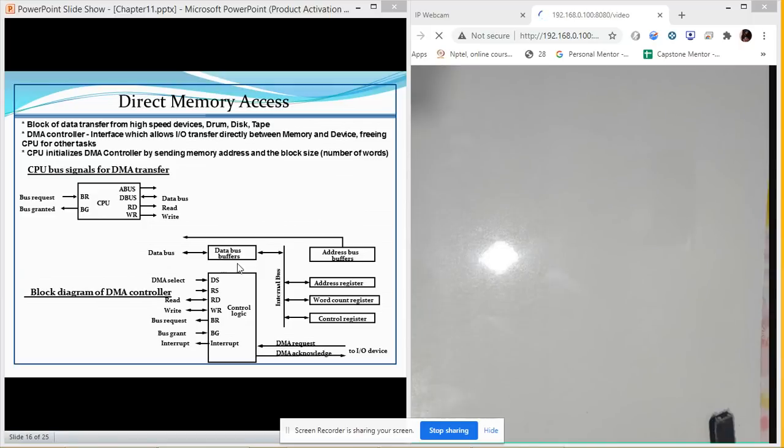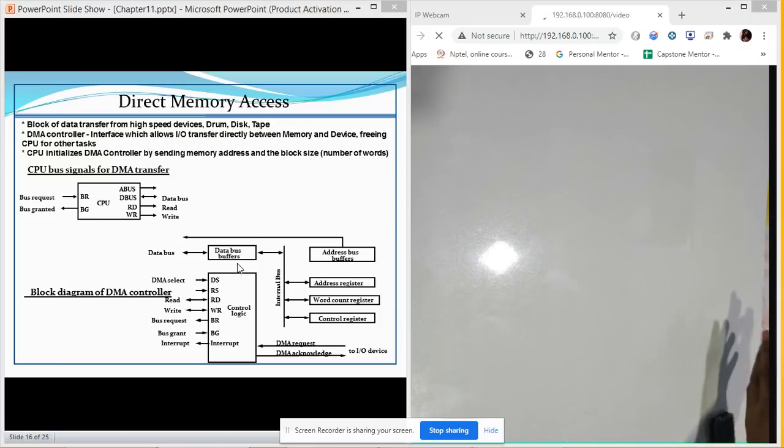In today's class, we are going to learn about DMA, which is direct memory access. This direct memory access device is used to access high-speed devices such as your drum and disk and tape. Now, what happens in such kind of devices? This DMA will provide the access to input-output devices without taking considerable time from your CPU.